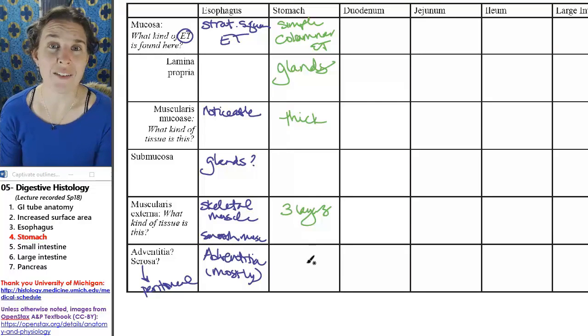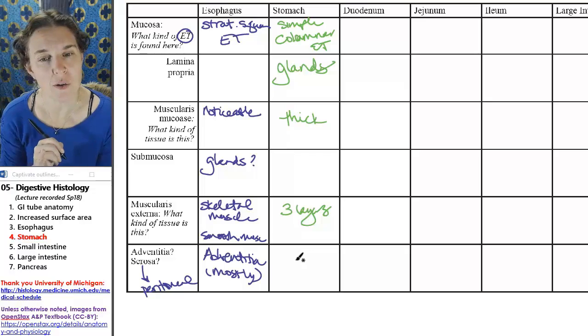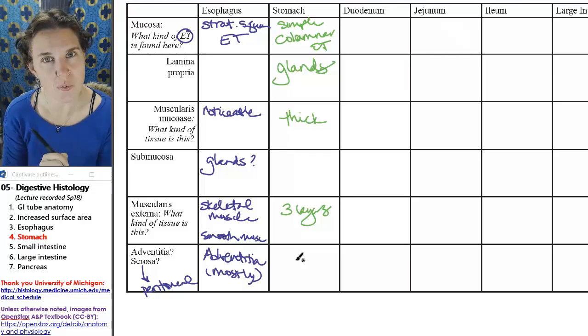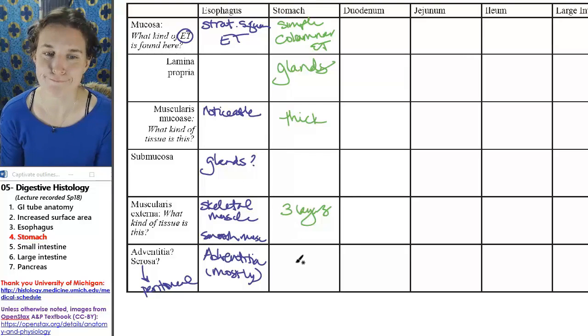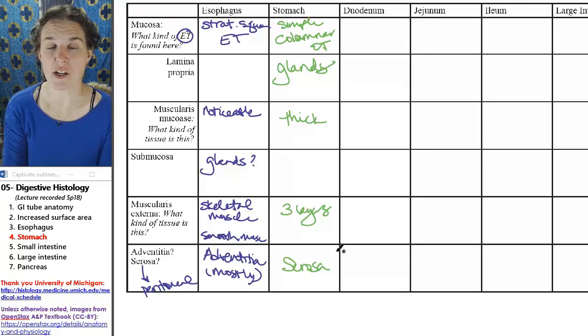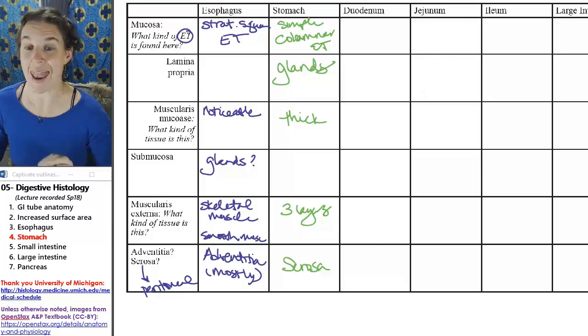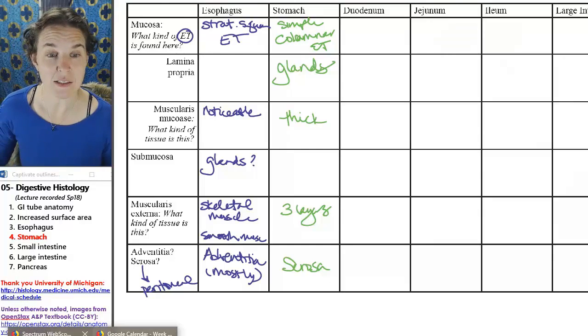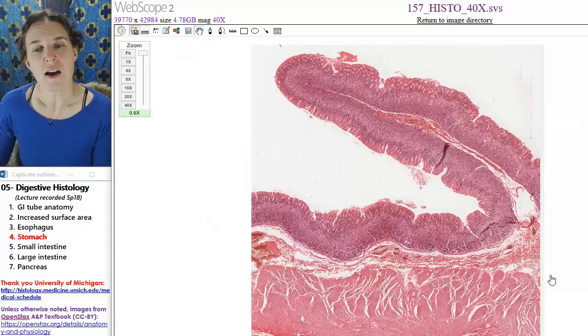Submucosa, whatever. And then you tell me, adventitia or serosa for the stomach? Definitely serosa. The stomach is intraperitoneal. All right, now let's take a look at histoland.